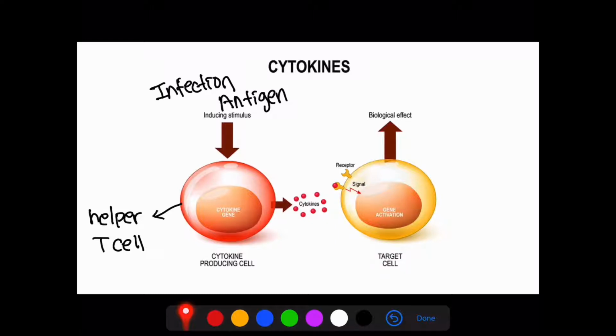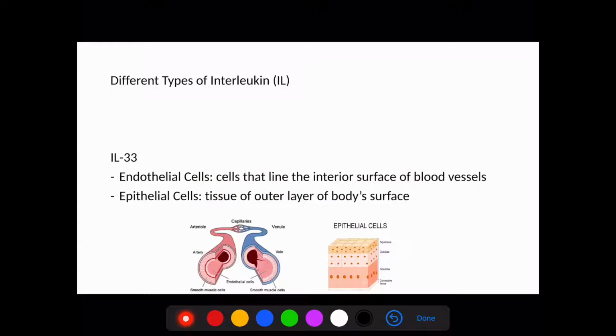Some of these cytokines also activate cytotoxic T cells, and these cells are the ones that are actively killing the damaged and infected cells. There are many different types of interleukin, and they are designated with the abbreviation IL followed by a number. 15 different types of interleukins are known currently, and they are ordered numerically from 1 to 15. For the sake of the Catalyst paper, we'll focus on IL-33.